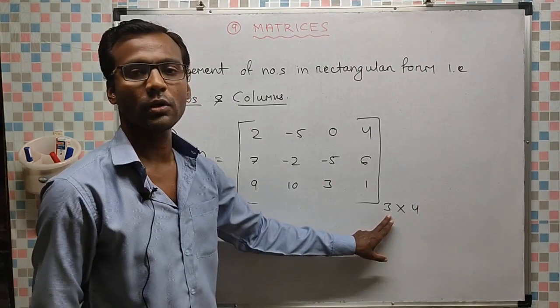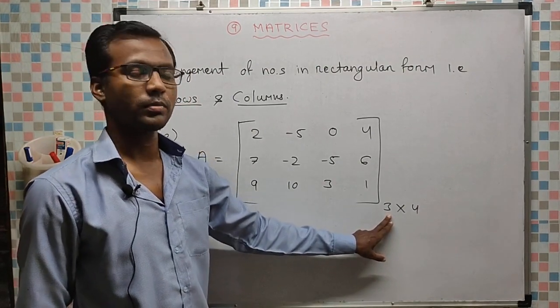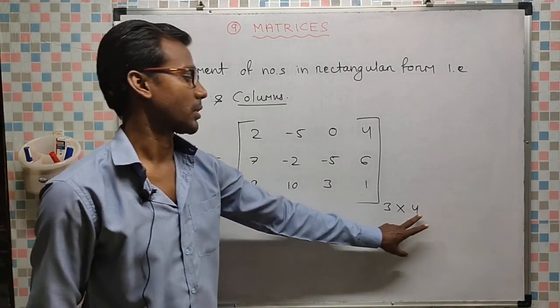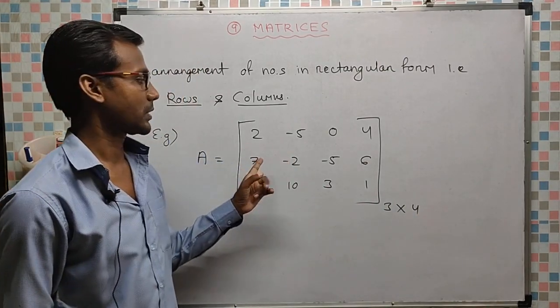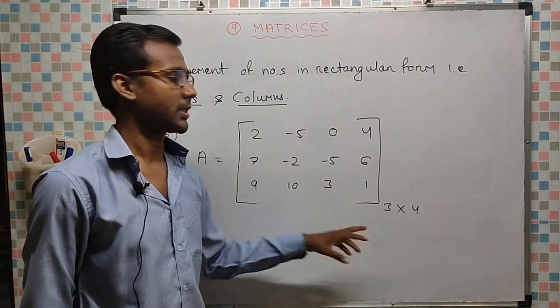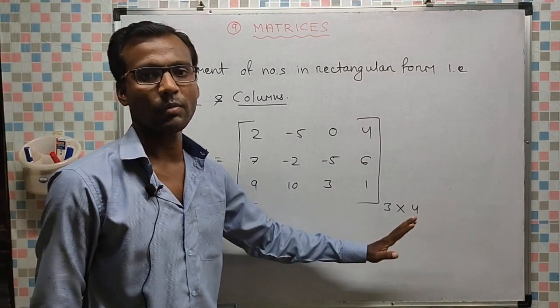Also this is called order of the matrix. Order of the matrix means number of rows into number of columns. This matrix has 3 rows, 4 columns, so the order of this matrix is 3 into 4 or 3 by 4.